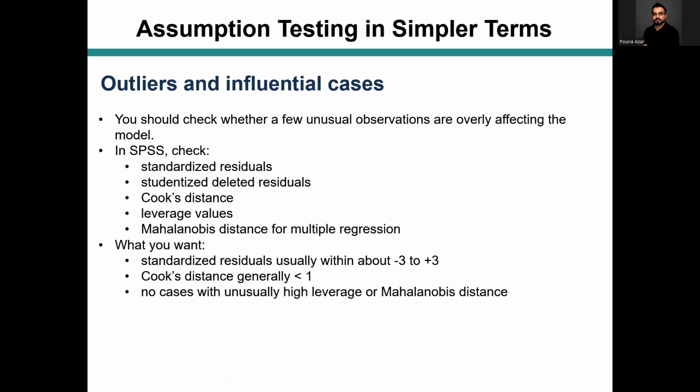For outliers and influential cases, there are different methods, but as I said, we have Cook's distance and standardized residuals. Standardized residuals usually within about -3 to +3 is acceptable. Cook's distance should be less than 1 in those cases, and there are other tests for checking for outliers and influential cases. In these cases, we can say the assumption for outliers and influential cases is met.